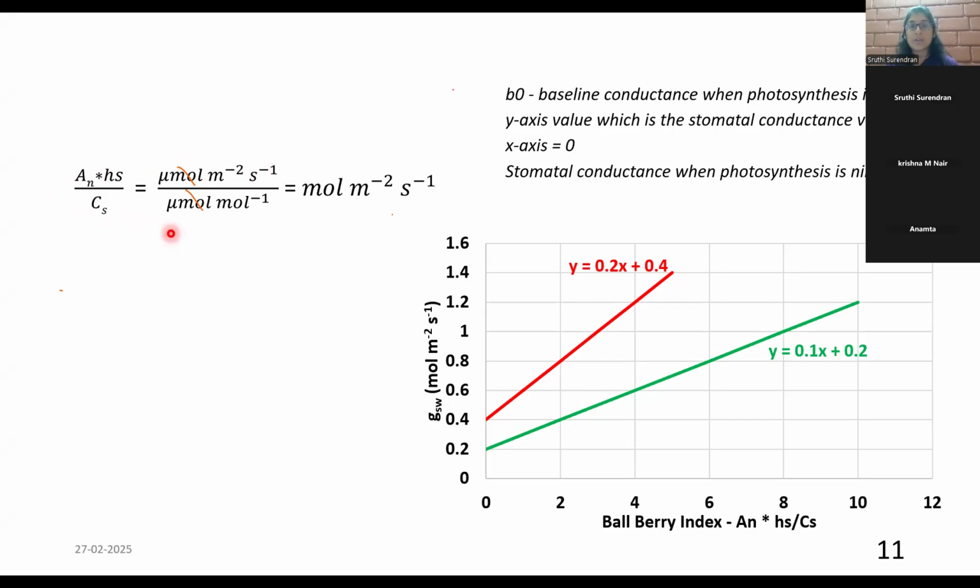And carbon dioxide concentration is in micromoles per mole. So when these two terms cancel and this mole goes to the numerator, we'll get the unit of mole per meter square per second. So the Ball-Berry index's unit is also mole per meter square per second. Y-axis value is also in moles per meter square per second.